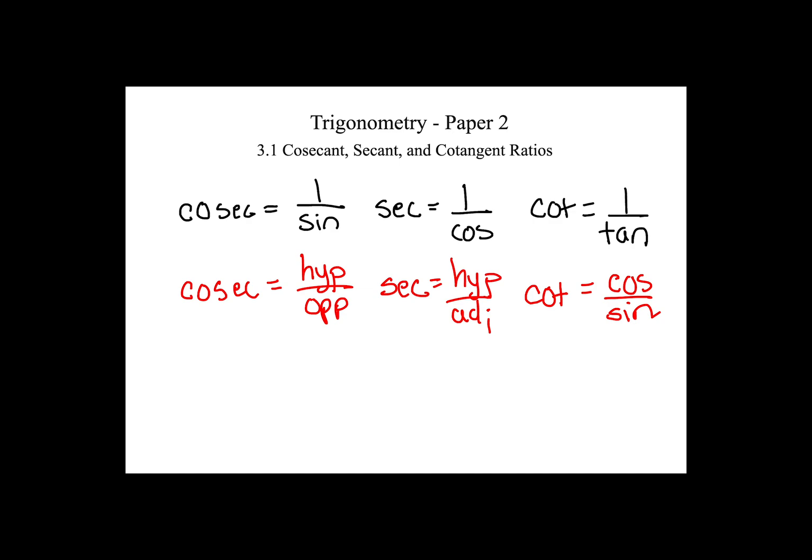The way that I remember, each one of these two has an S and a C. So since this is cosecant, starts with a C, it's actually the inverse of sine, which has an S. Same thing here. Secant is the inverse of cosine. So secant, S, inverse of cosine, C.